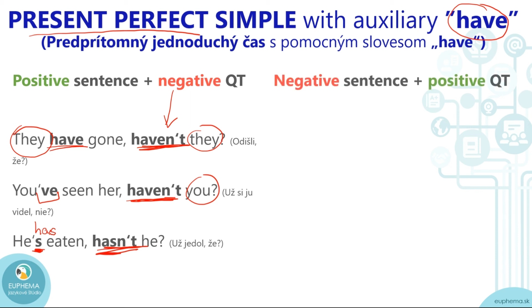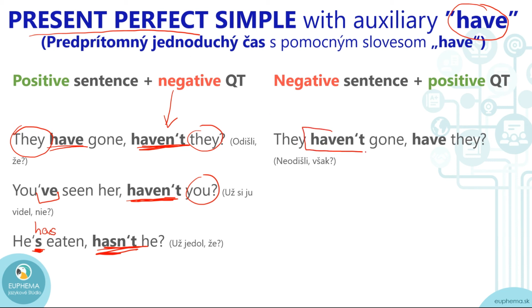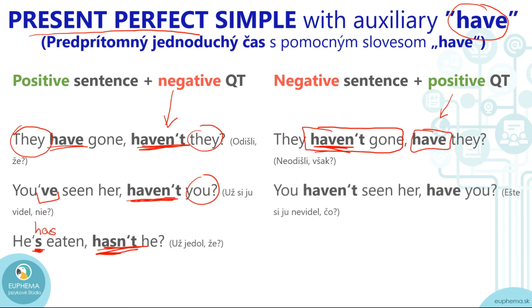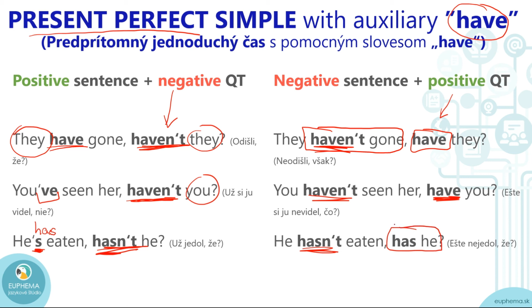Now, let's try negative plus positive. They haven't gone, have they? Here we have negative haven't gone, haven't. So the positive question tag is have. They haven't gone, have they? You haven't seen her, have you? Okay, haven't seen her, and question tag is positive, have you? And finally, he hasn't eaten, has he? Third person, hasn't eaten, and the question tag is positive, has he? Great. Okay, so that's it.